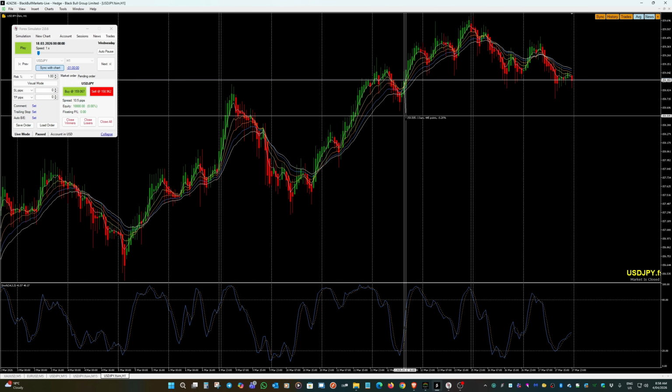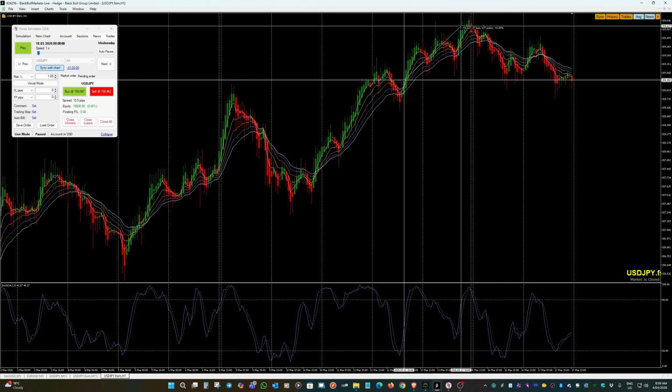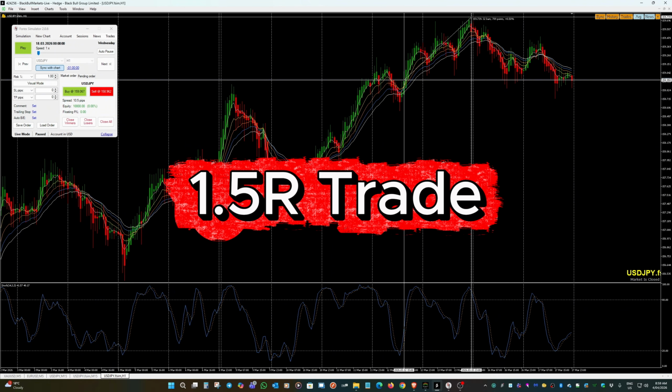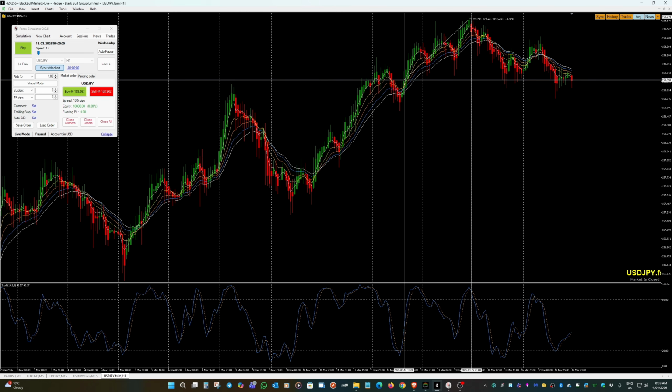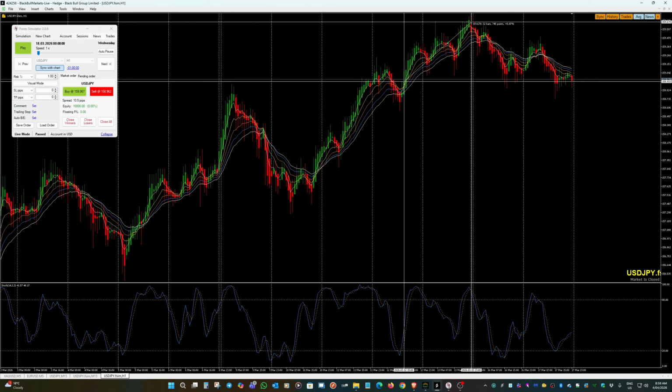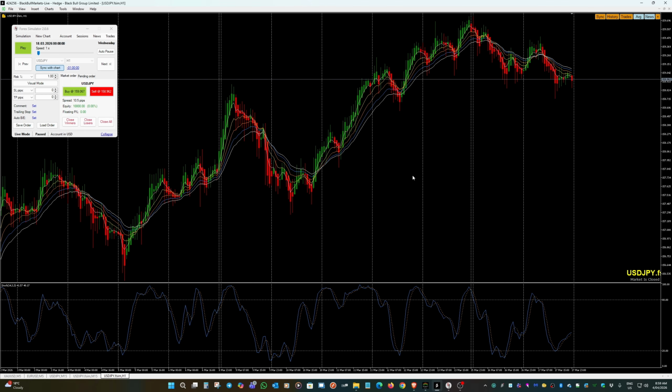Our stop loss goes below the swing low, so in this case it's about 45 pips, and I usually go for about 1.5 R, so that would be around about 55, 58, close to 60 pips anyway for the profit. This one moved up probably about 80 pips, so that would have been a good entry.